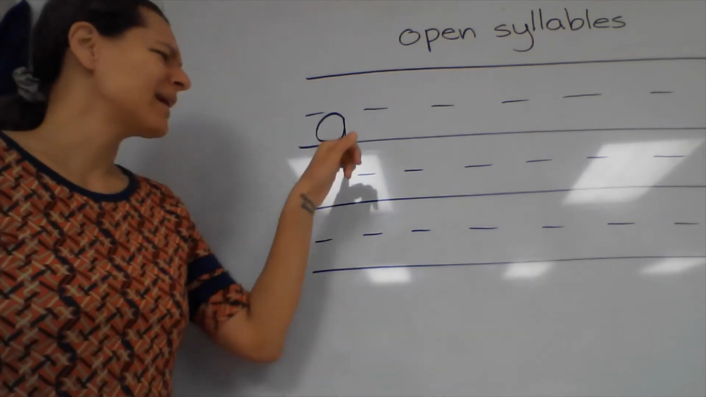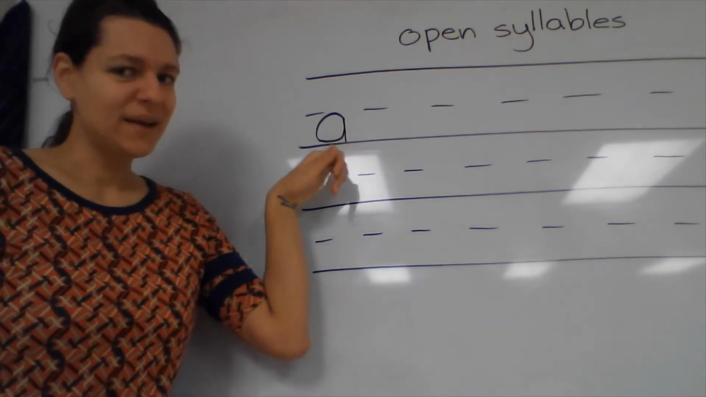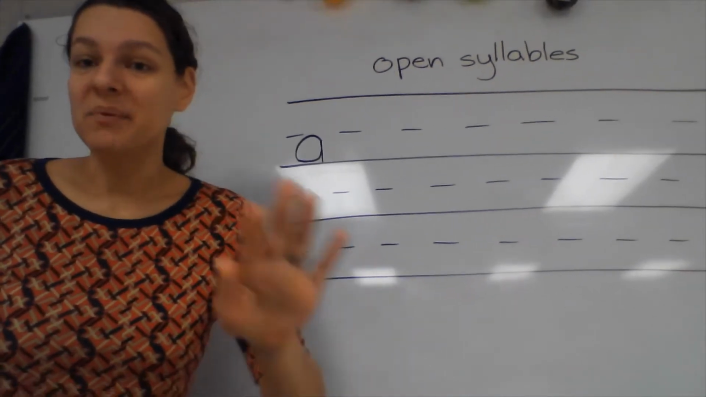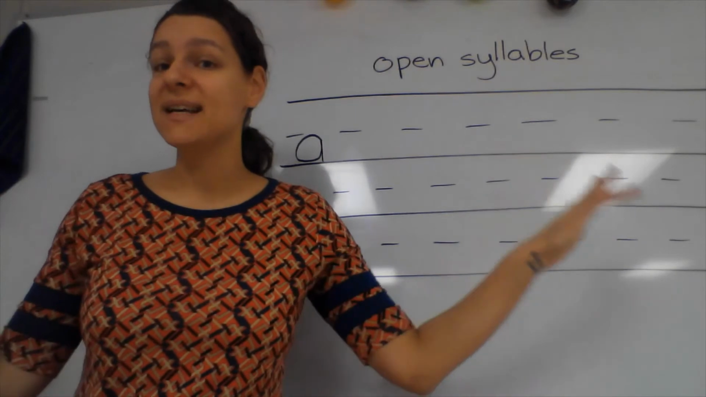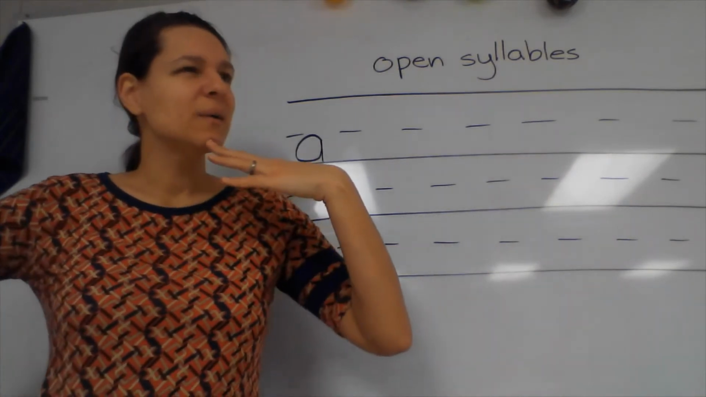All right, class, how would we mark this? Remember that if our vowel says its first sound, we don't mark it at all. But if it says its name, what do we do to show that?